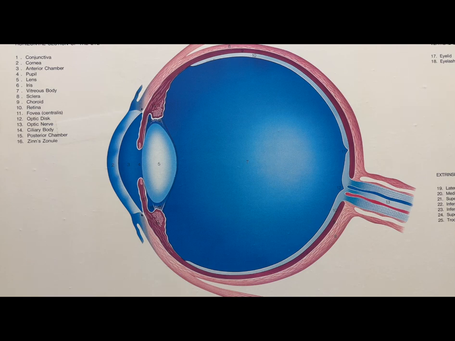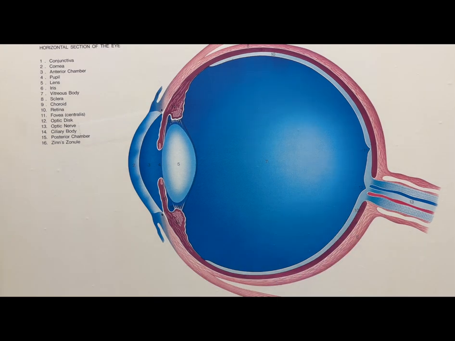So the eye then has 3 specific coats or layers. Those layers are from outermost to innermost. Number 8, the sclera. You then progress in from that and you get number 9, which is the choroid, and that's the vascular layer of the eye. And then you go innermost to that and you have number 10, which is the retina.